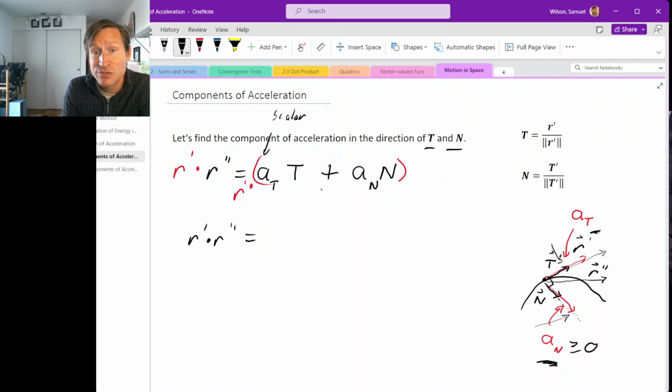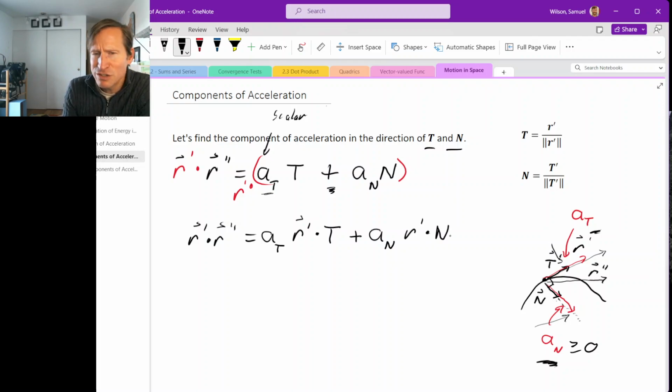Now the dot product distributes over vector addition, so we can distribute this dot product. Also remember, a sub t is a scalar, so we can move it out in front of the dot product. So we get a sub t times the dot product of r prime with t. I'm really falling down on writing all of my vector hats. I don't know if that bothers you or not. It doesn't bother me, but I know what I mean. So we're dotting r prime with t, we're distributing this dot product, plus, and then distribute our r prime to the second term. Again, we can move the scalar function outside, so a sub n times r prime dot n.